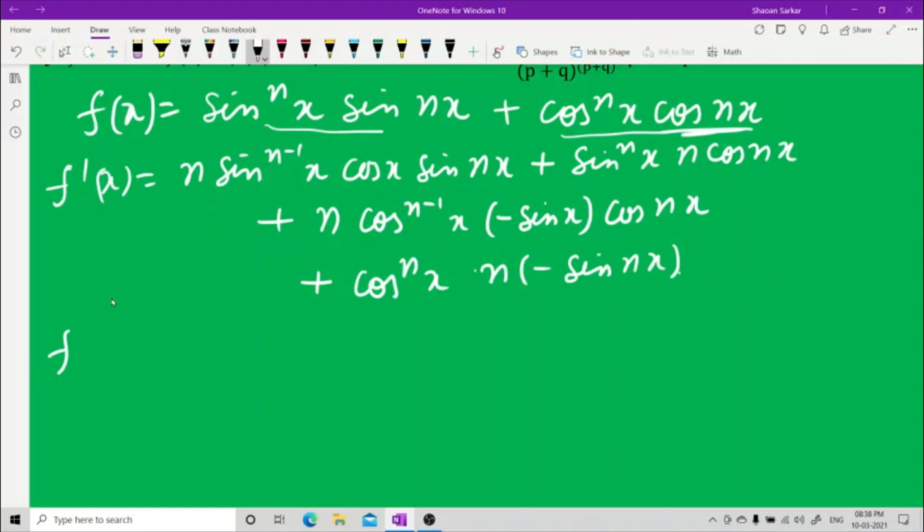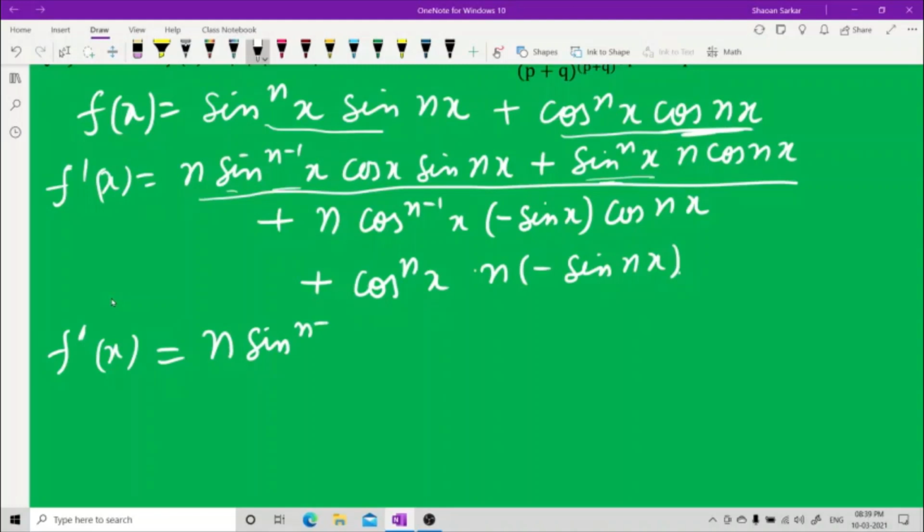Now let us open up the whole thing. F double dash x. Now you can see, you can take sin^n x common here. So what you do is that in this, itne mein sin^(n-1) x common लो, n sin^(n-1) x common. You have inside cos x sin nx. Now this sin^n x can be written as sin^(n-1) x sin x.